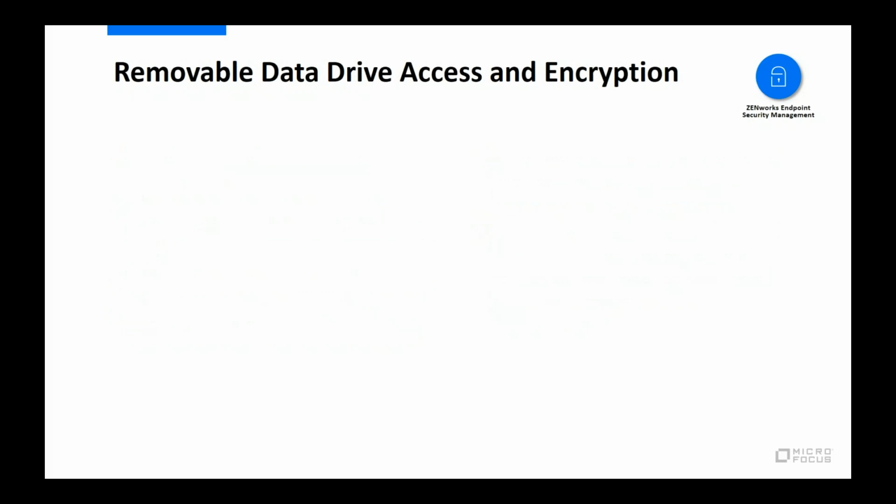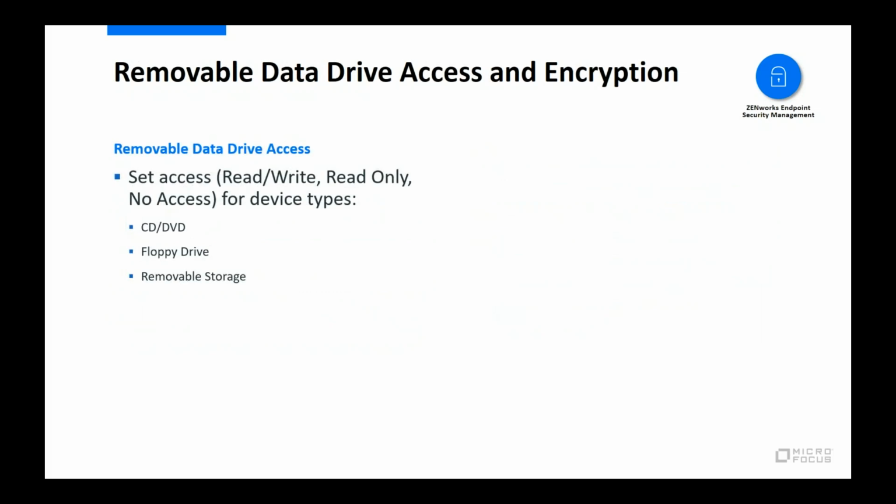ZENworks Endpoint Security Management also controls access to and encryption of removable data drives. To control access, you can set read-write, read-only, or no access for 3 device types: CDs and DVDs, floppy drives, and removable storage. Removable storage encompasses any devices, such as USB thumb drives, that Windows recognizes as removable.